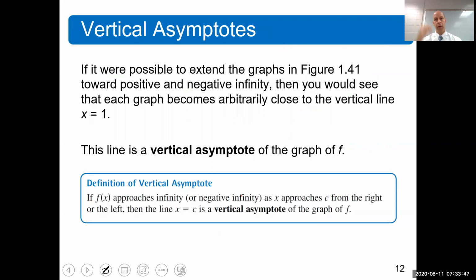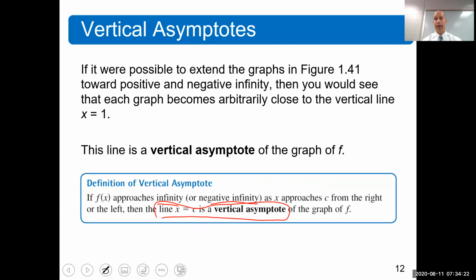Okay, so let's talk about vertical asymptotes. If it's possible to extend the graph in figure 1.41, the one we looked at earlier, to positive and negative infinity, we would see that each graph becomes arbitrarily close to the vertical line. This line is called a vertical asymptote. And here's our definition of a vertical asymptote. If f approaches infinity or negative infinity as x approaches c from the right or the left, the line x equals c is a vertical asymptote.